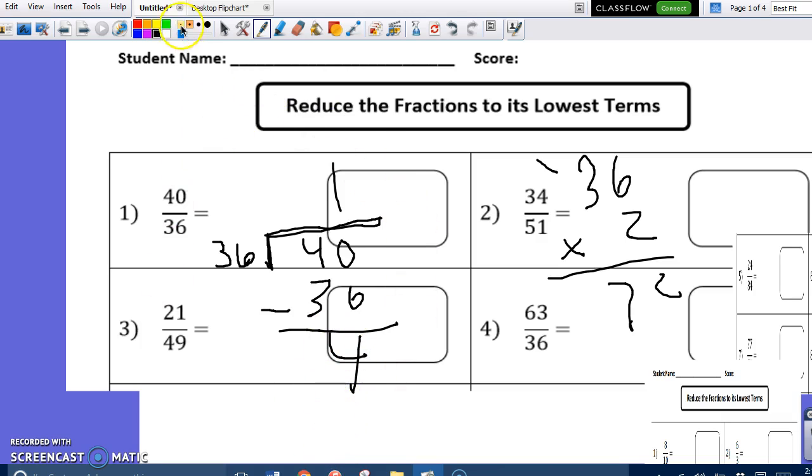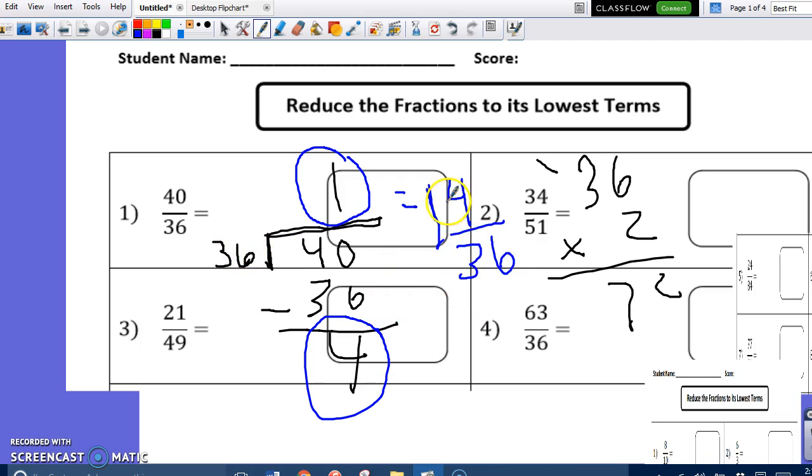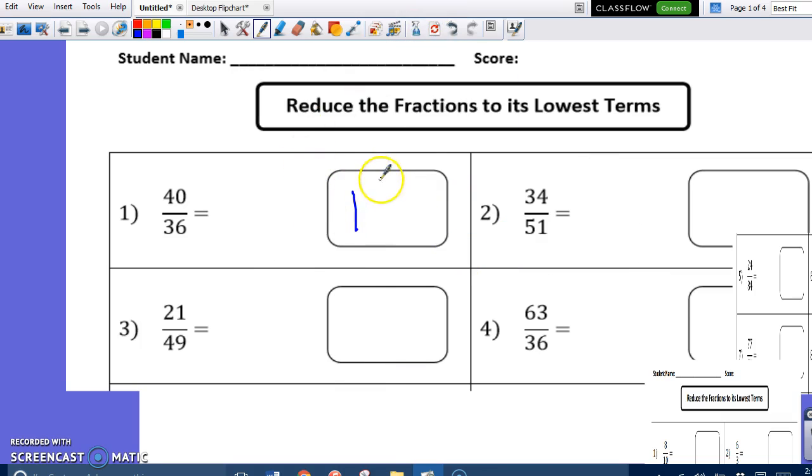You have all your parts now for a mixed number fraction, okay? How many times it goes in is your whole number. What's left over is your top number. And then 36, what's outside of the house, is your bottom number. So I have 1 and 4 over 36. I'm going to make this prettier now. 1 and 4 over 36.